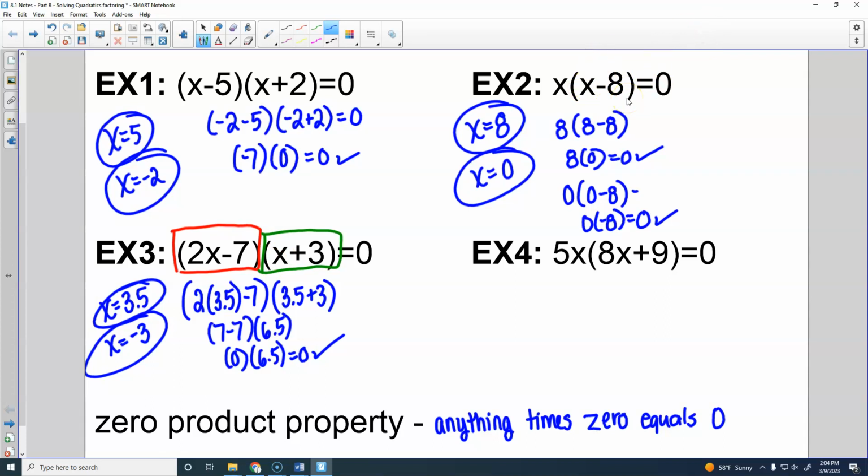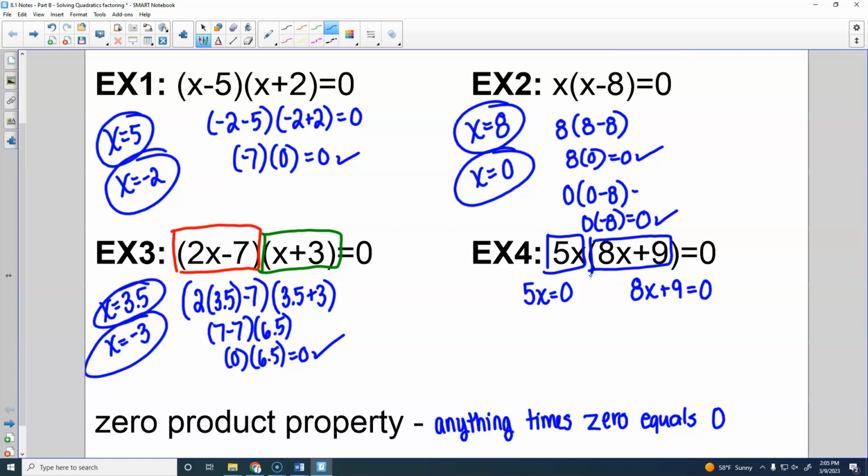But mathematically, what we can do for this, if we want, or if we need to, on these problems, is we can do 5x equals 0, and we can say 8x plus 9 equals 0. So if we have a piece that's more complicated, one that's harder to figure out off the top of your head, then you can just take each factor and set those each equal to 0.